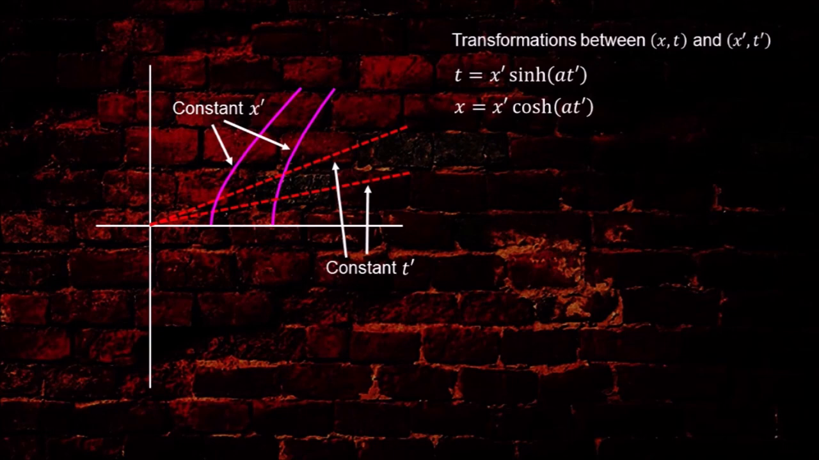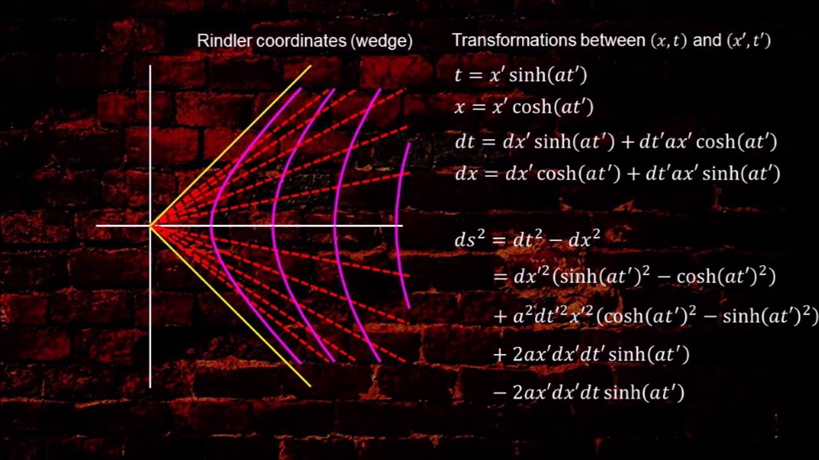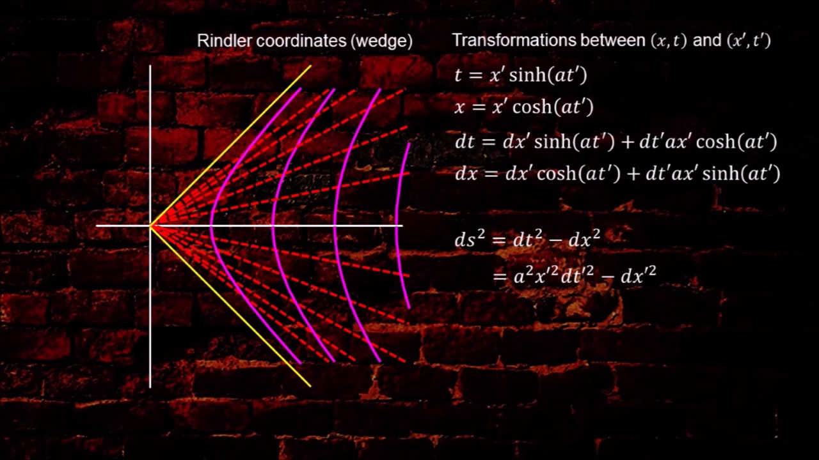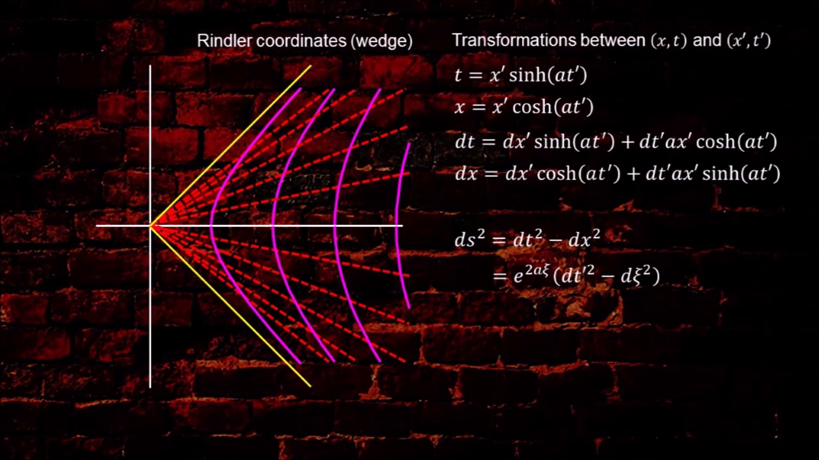If we extend t prime to minus infinity, we get what's called the Rindler coordinate system, also known as the Rindler wedge. From now on, we will call the accelerating observers Rindler observers. If we compute the square of an infinitesimal spacetime distance, we see that the metric for the Rindler observers appears to be curved. For convenience, we introduce a logarithmic distance, chi, in terms of which the square spacetime distance simplifies to this.